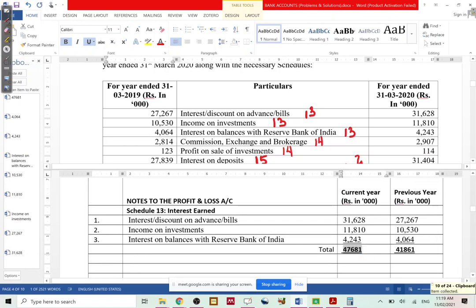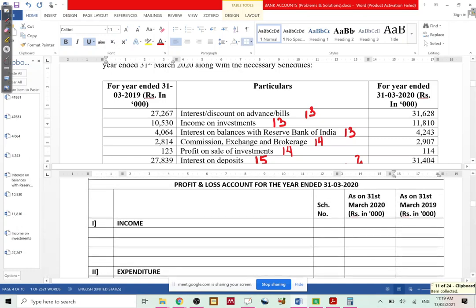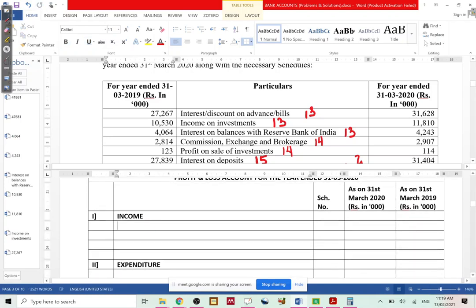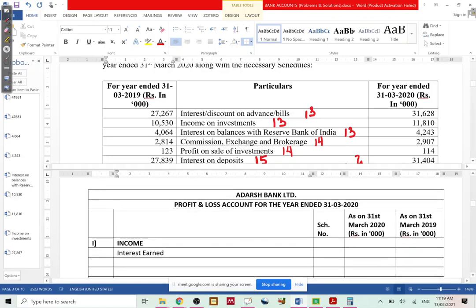So 47,681 and 41,867. Where will they go? Under income, the first item, that is schedule 13, is interest earned. This is the actual profit and loss account of the bank. Please write the schedule 13. Current year's is 47,681. Previous year's is 41,867.